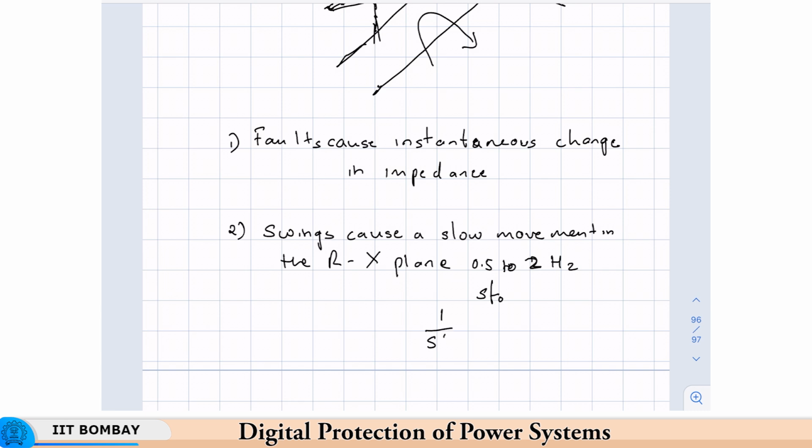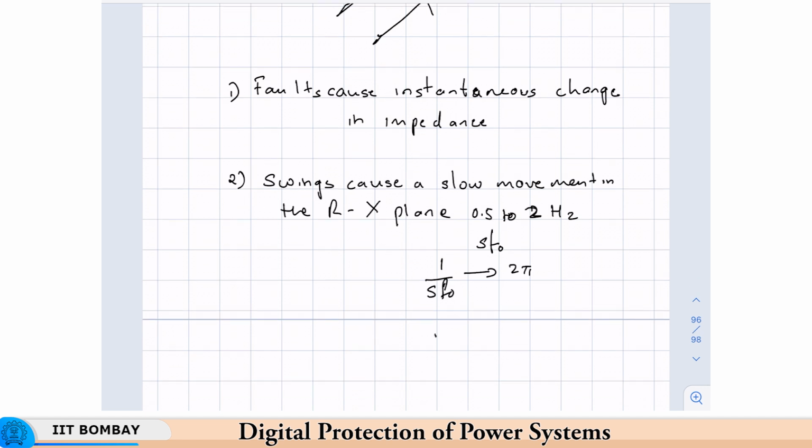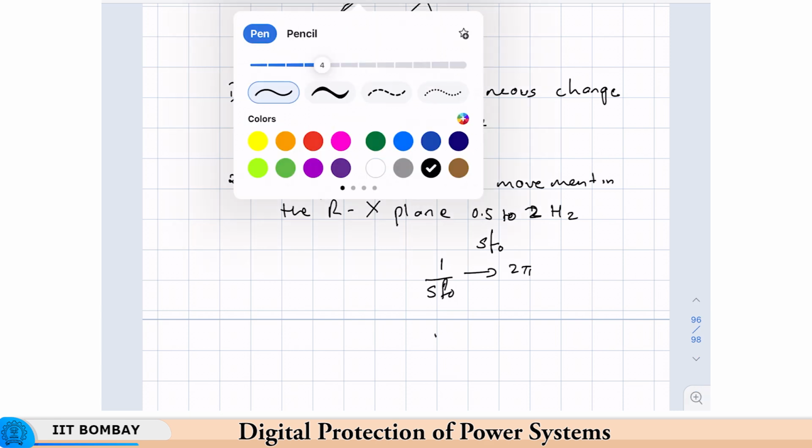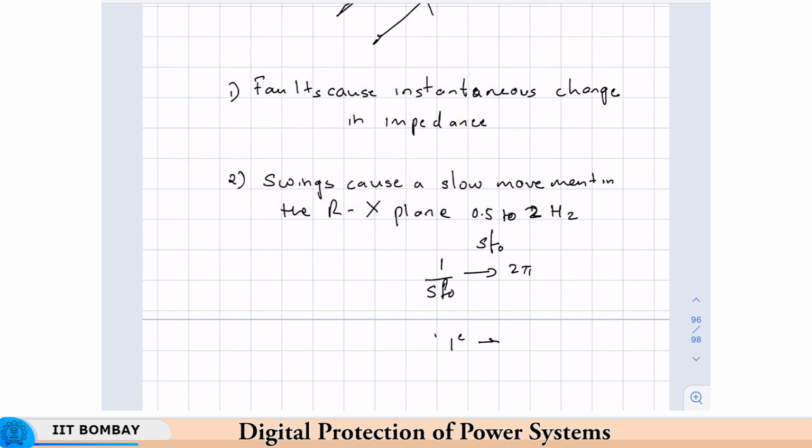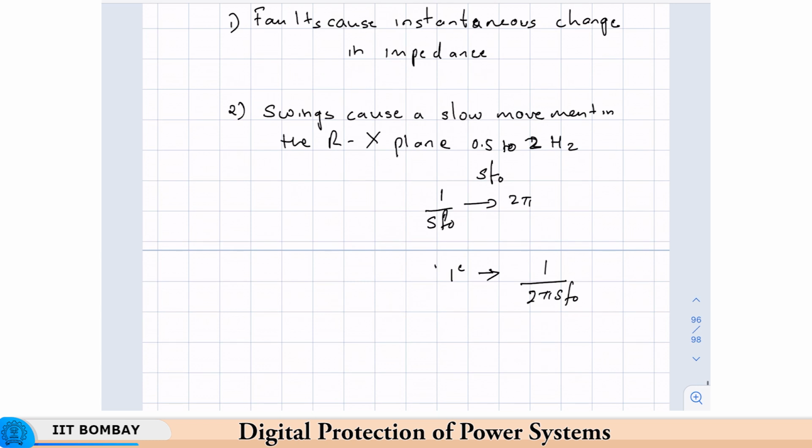In one cycle it will traverse 2 pi radians. So, to traverse 1 radian, it will take 1 upon 2 pi f naught. So, the time taken to traverse would be delta 2 minus delta 1 upon 2 pi f naught.